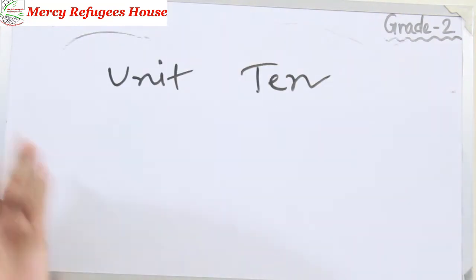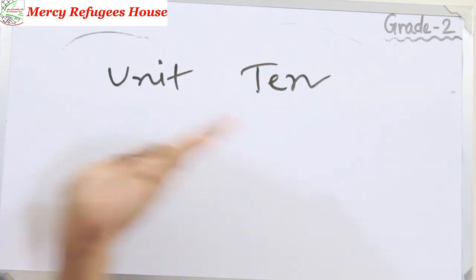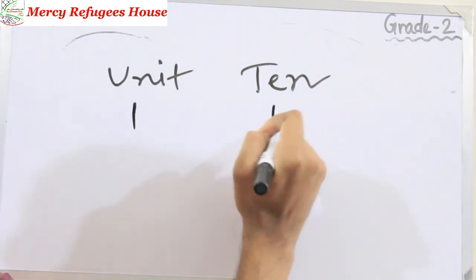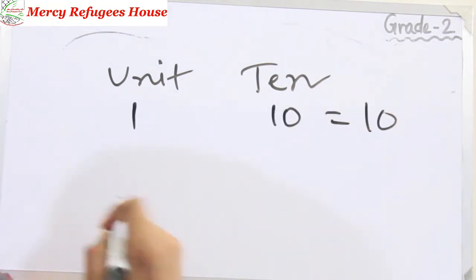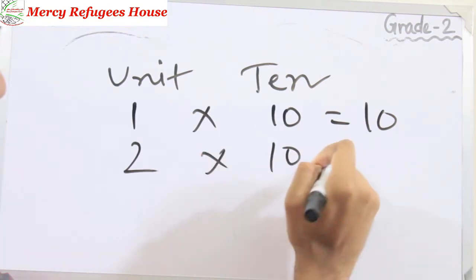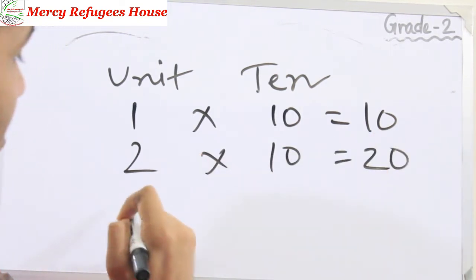Now the next thing is that we can teach the same thing for 10. If it is 1 and then 10, we get 10. If it is a 2 and then 10, we multiply it, we get 20.